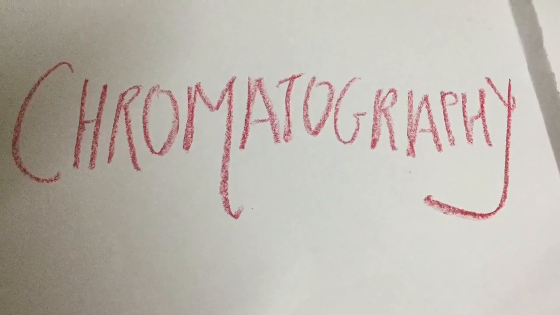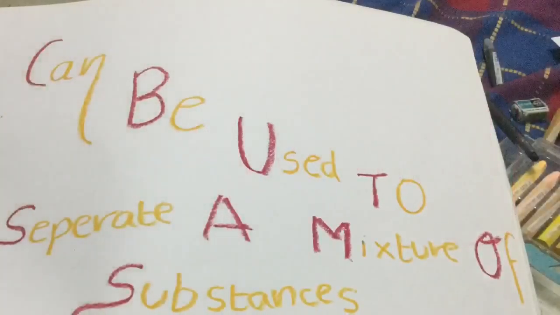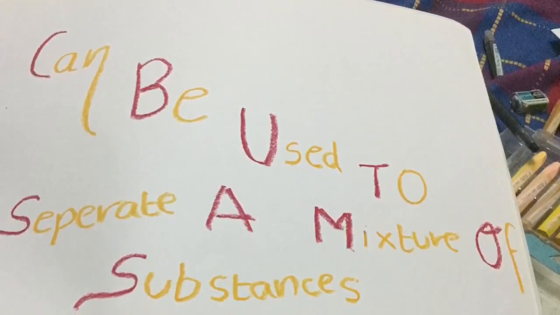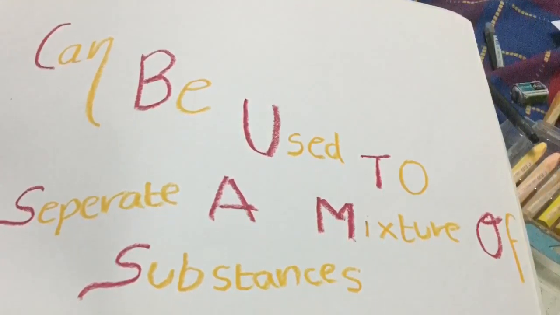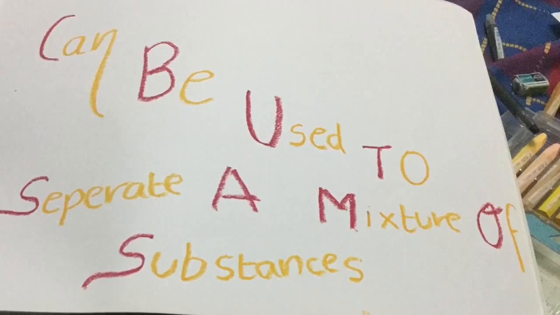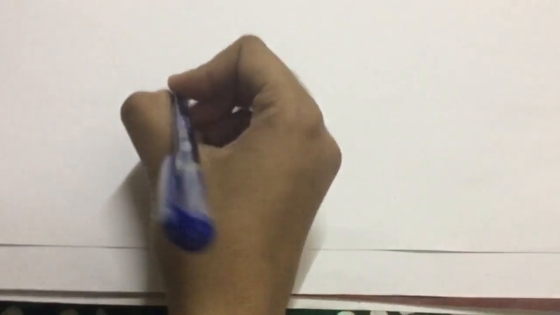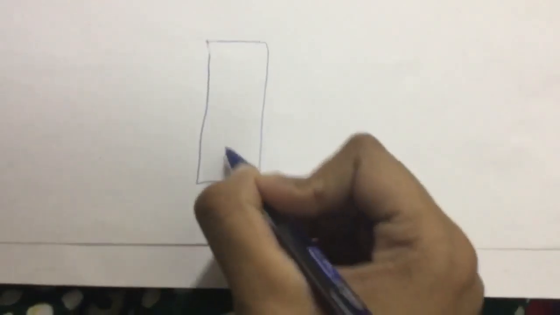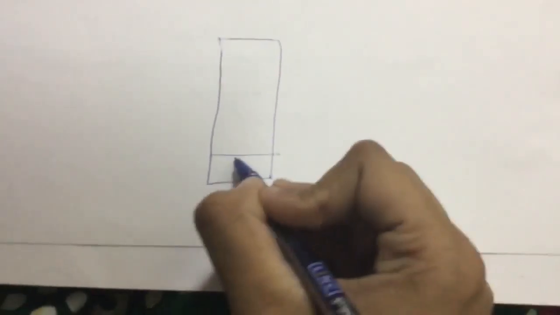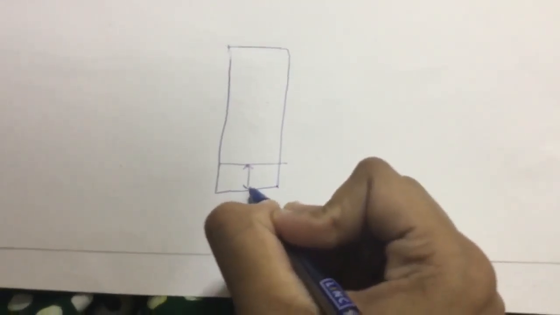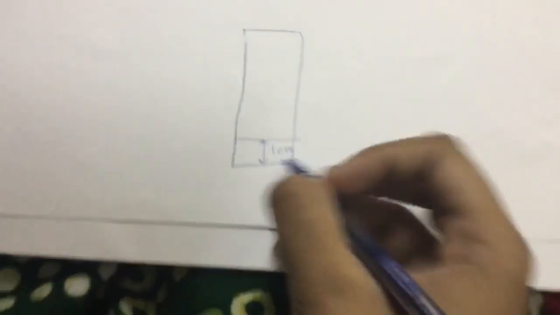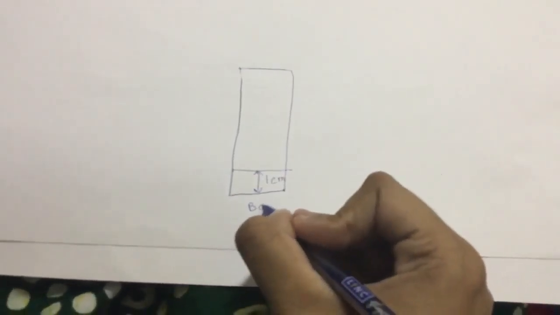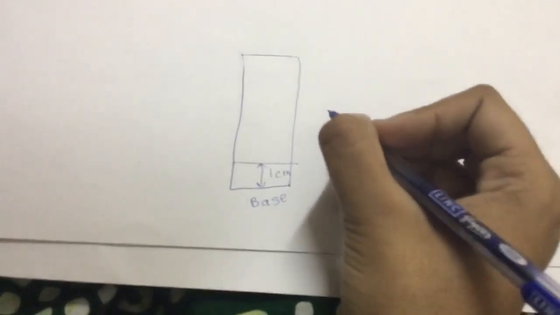The next process is called paper chromatography. Paper chromatography can be used to separate a mixture of substances, and it also helps us in identifying those substances. In paper chromatography, you have to take a strip of paper and draw a line that is 1 centimeter away from the base of the paper.